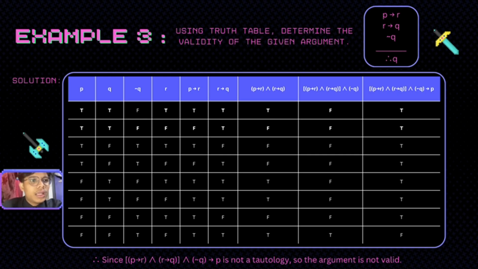P implies R and R implies Q and negation Q implies P is true, true, true, true, true, true, true, false. So the conclusion is, since P implies R and R implies Q and negation Q implies P is not a tautology, so the argument is not valid.